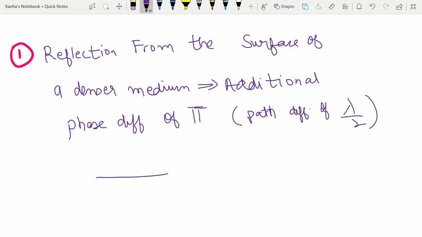Whenever a reflection takes place from the surface of a denser medium, what this means is you have a surface separating two mediums, let's say mu1 and mu2. If your light is coming in from mu1 where mu2 is greater than mu1, then whatever light is reflected back will have an extra phase of pi. But note that when reflection is taken from the surface of a rarer medium, there will be no phase difference of pi in the reflected beam. This must be remembered. We'll look at some questions where this phenomenon is utilized.